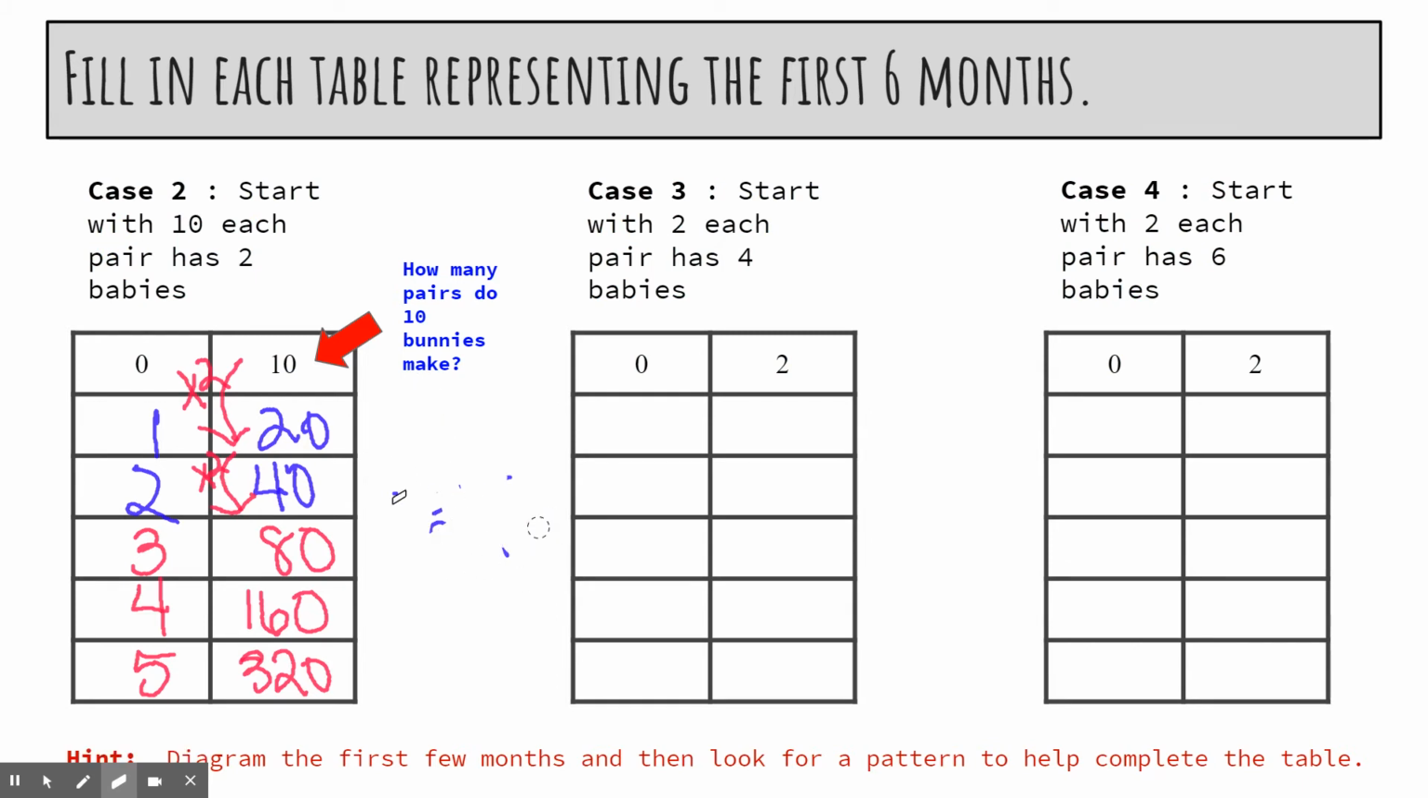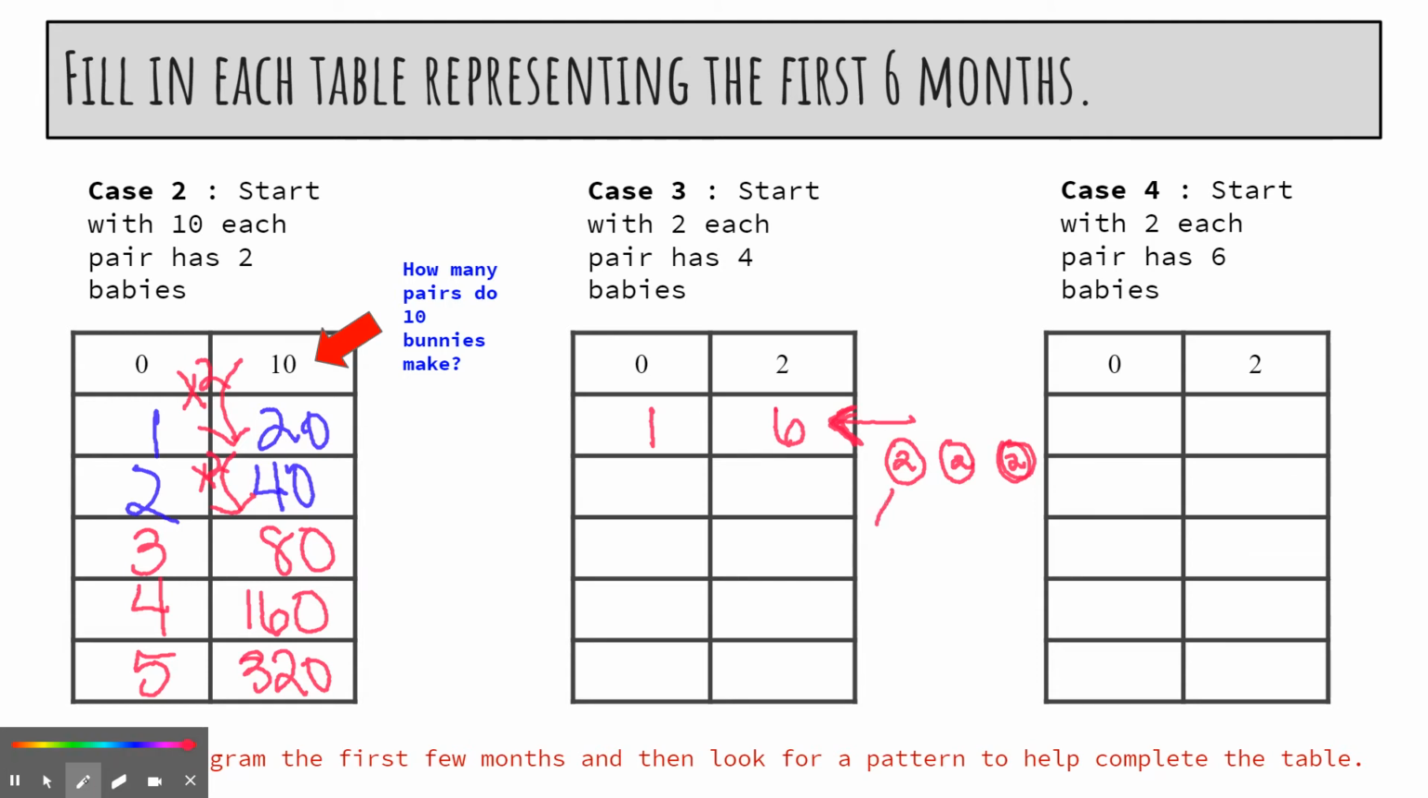The next case says start with 2, and then each pair is going to have 4 bunnies. So in month 1, if I add 4 bunnies to the first pair, then that's a total of 6, right? 2 plus 4 is 6. So it takes 2 to make the babies. So now how many pairs, that's the key here, how many pairs are in 6? Well, how about 3 pairs? So I'm going to put 2, 2, and 2. And each of those pairs has 4.